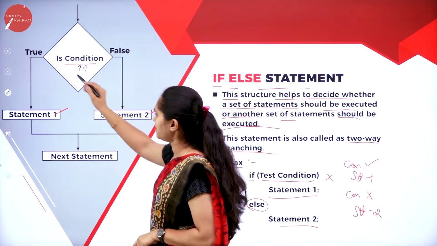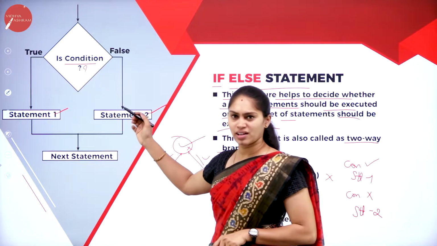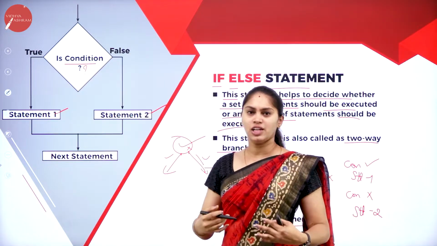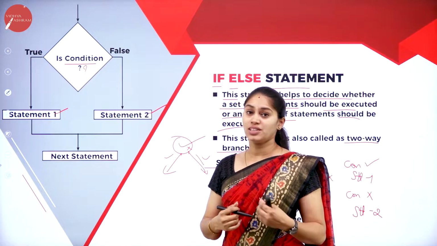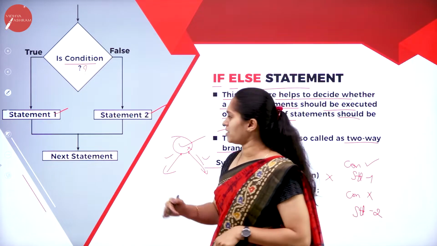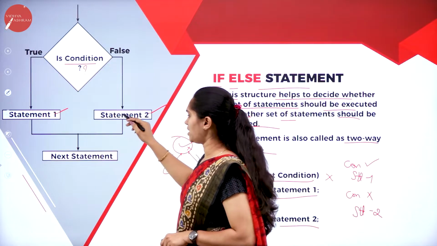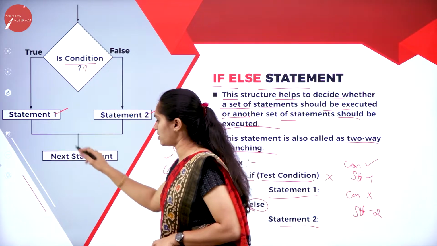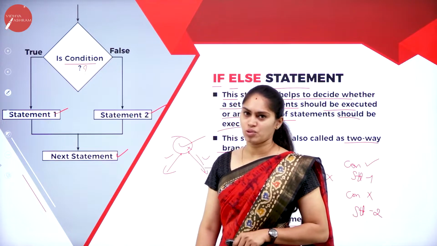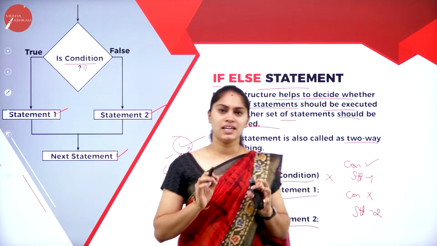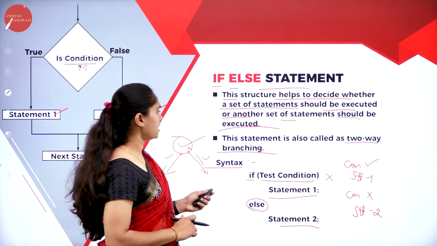Whether it executes statement 1 or statement 2, it has to continue with the further steps or further statements of the program. That is what we are indicating here. So whether statement 1 or statement 2 is executing, at last it has to join to the next statement of the program. This is regarding the if else statement. So we'll see one program.